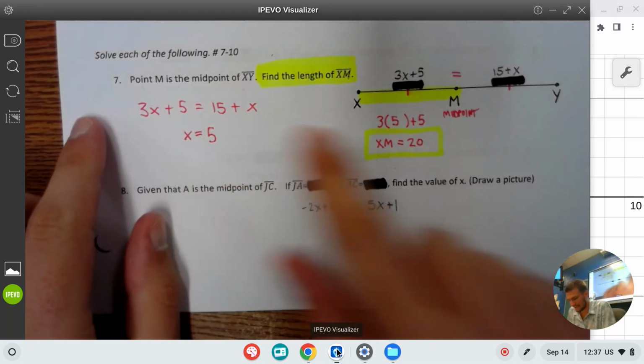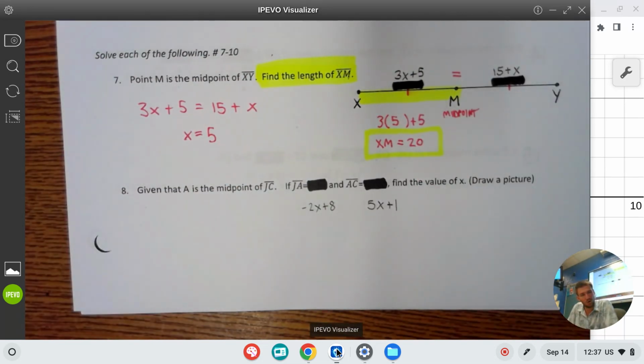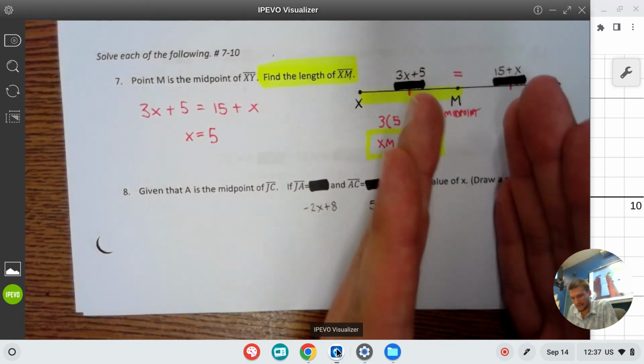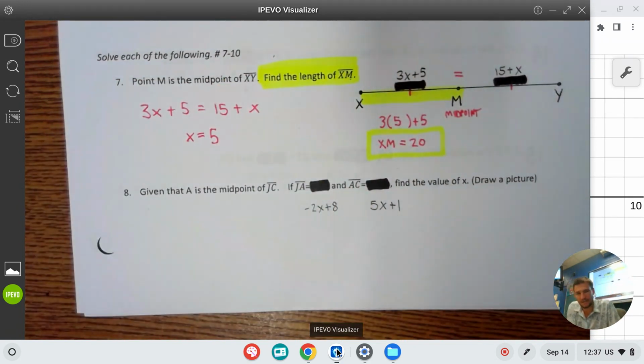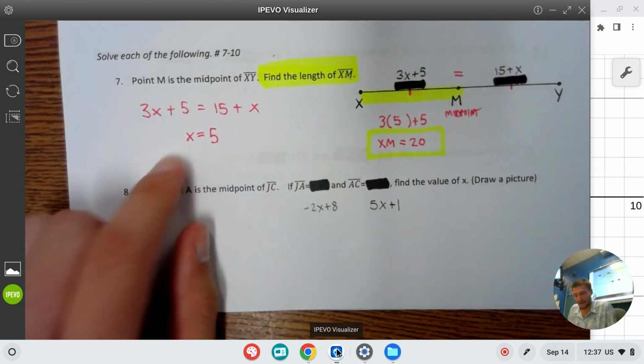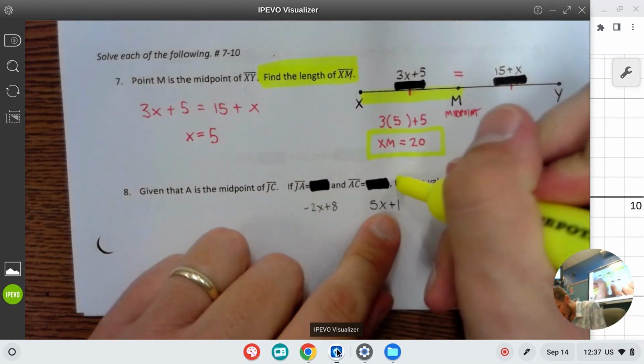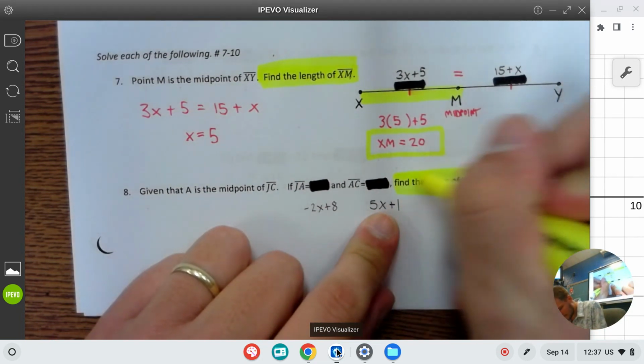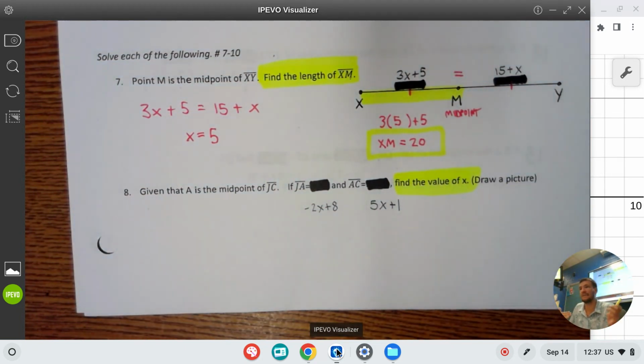Are we cool with this answer for number 7? Yeah. Tomorrow, when you get the quiz and you've got the midpoint, you set them equal to each other and type it in. If they want the x, you're going to be done, right? Look at number 8. It says find the value of x. So we're going to be done. We type it in Desmos, and we're going to be done.